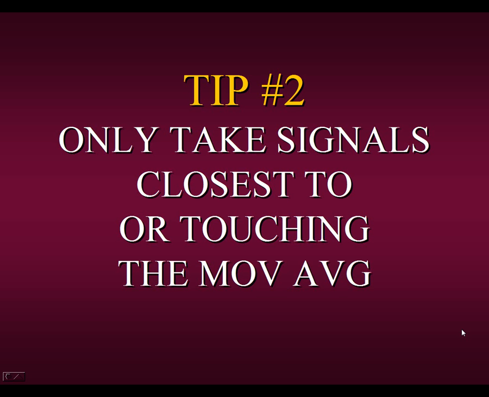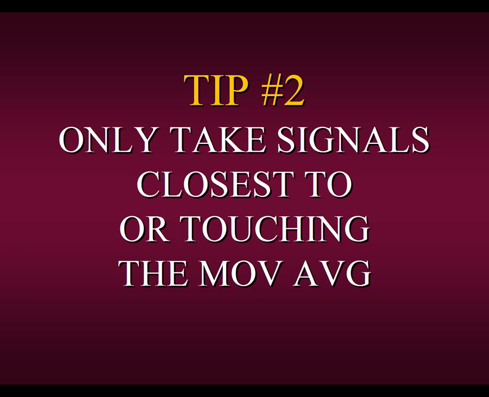Now tip number 2: only take signals that are closest to or at least touching the moving average. So we want to see the moving average having a nice slope, either upwards or downwards, and then we want to see signals that are produced either very close to or at least touching the moving average. These are higher probability signals.